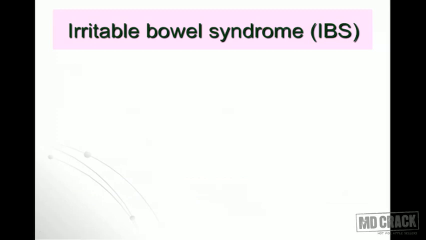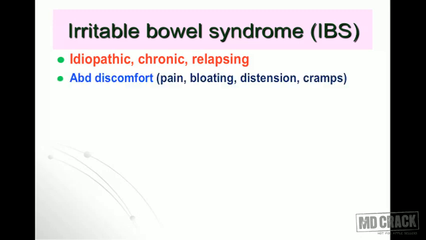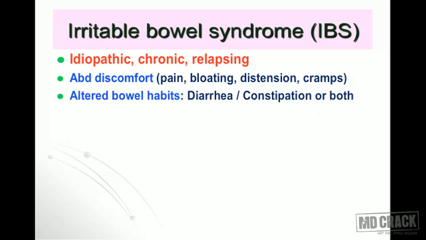Let's start with irritable bowel syndrome or IBS. IBS is an idiopathic entity, and the disease is chronic and relapsing. It's idiopathic, we don't know the exact cause of IBS. What happens in IBS? There are two things. Number one is abdominal discomfort. What kind of discomfort? There can be pain, sensation of bloating, distension, and abdominal cramps.